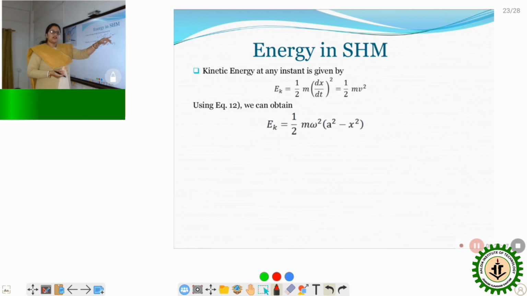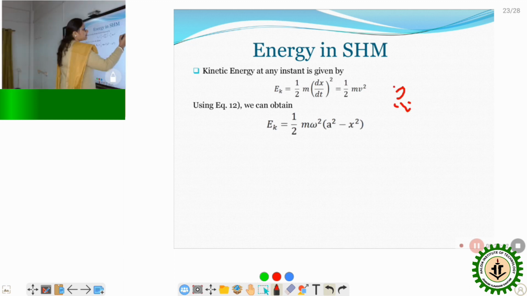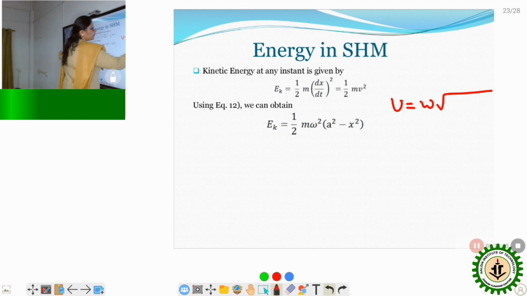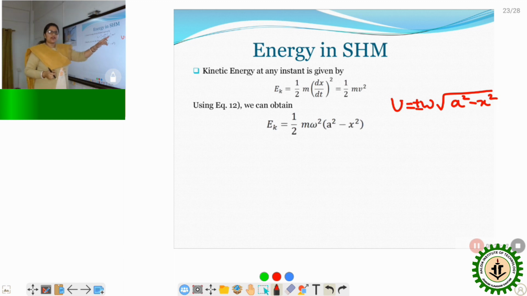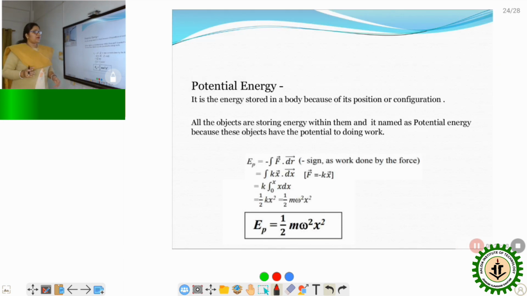And v, for the case of simple harmonic motion, we already know the expression of v. That is v equals plus minus omega root over a square minus x square. When we put the v value here, then we can easily get the value of kinetic energy in simple harmonic motion. Now what is potential energy? Potential energy is the energy stored within a body because of its position or configuration.